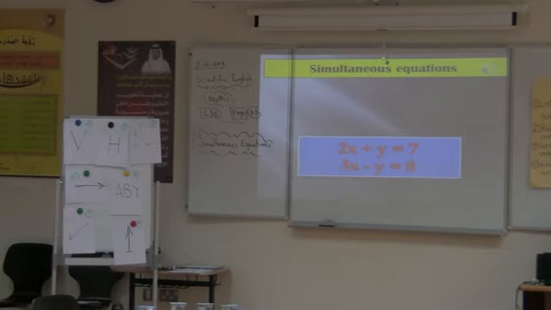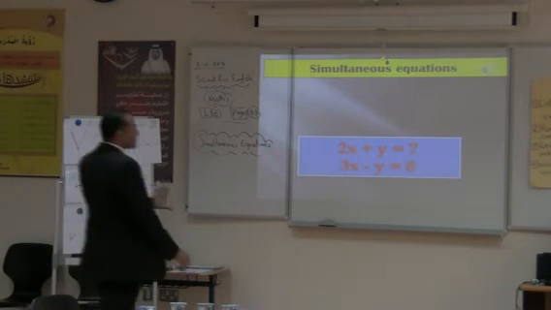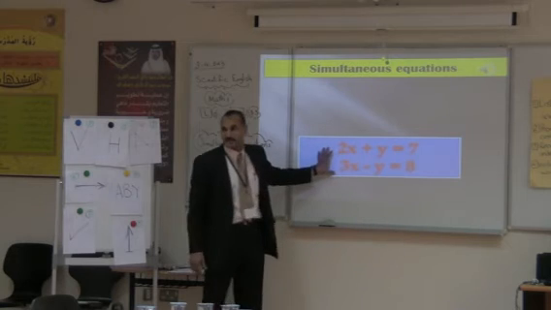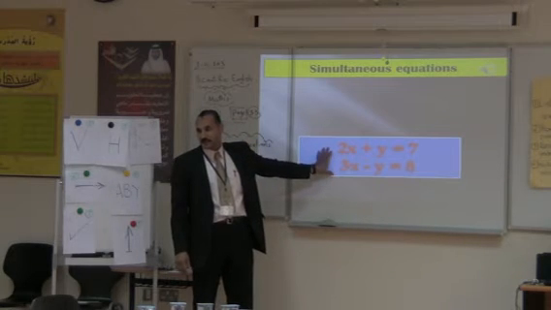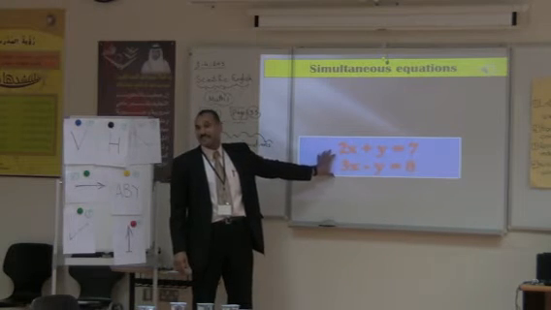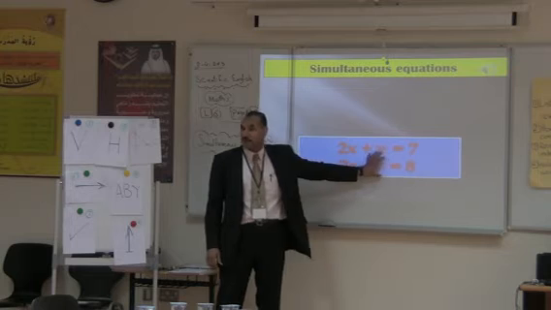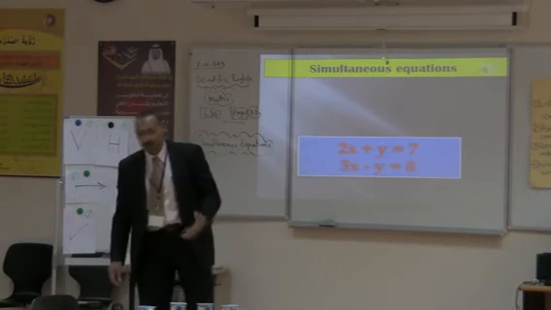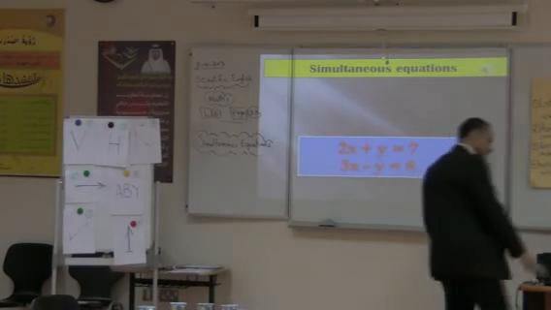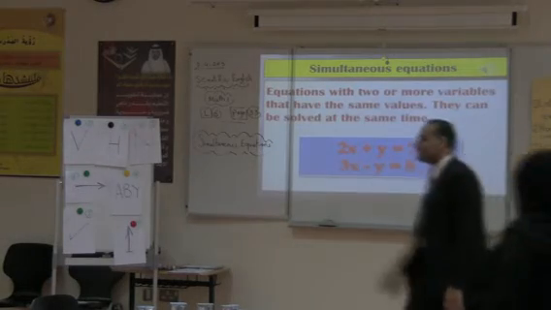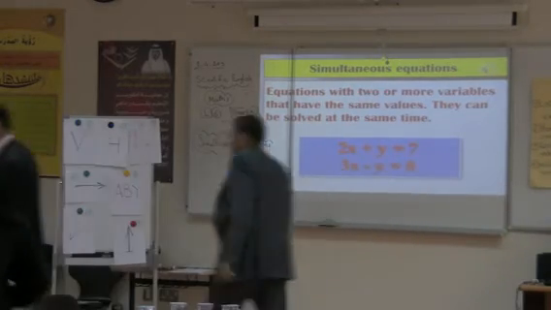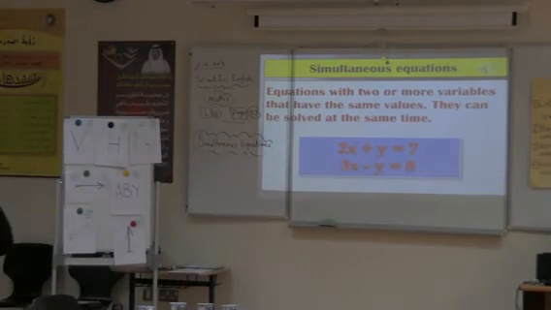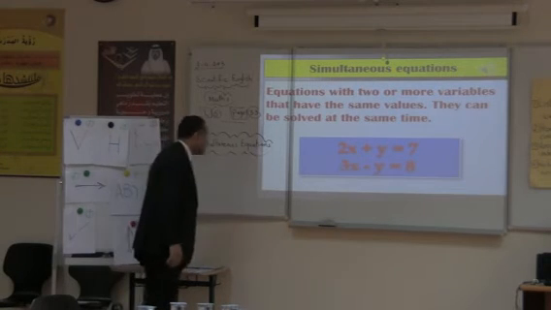What do you think simultaneous equations are? Look at this picture. We have two equations here. Equation means it has an equal sign, and letters and numbers. Okay, let's see the definition. Mr. Muhammad, please, can you read it? Equations with two or more variables that have the same value can be solved at the same time.